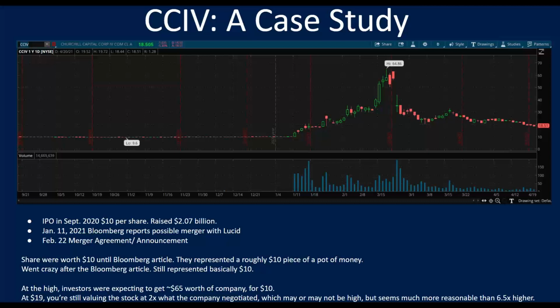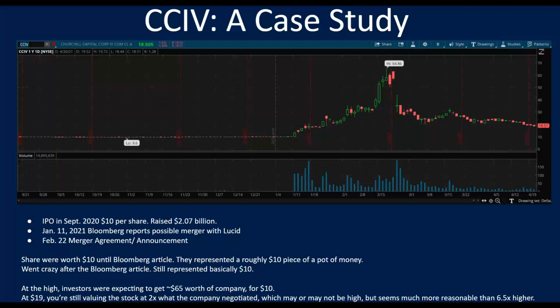All right, so let's talk about Churchill Capital 4, which is a SPAC, or special purpose acquisition company. They have a deal right now to merge with Lucid Motors, which is one of these electric car companies. We can talk about that in a minute. So they went public back in late summer, early fall of last year at $10 a share. Almost every SPAC IPO is at $10 per share.